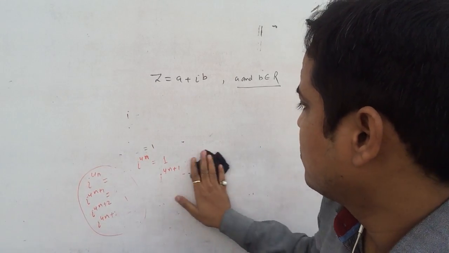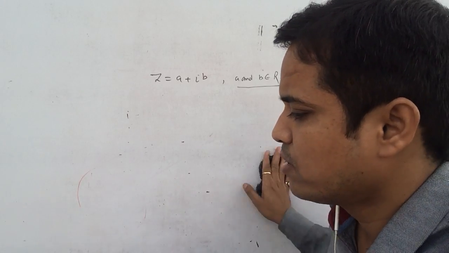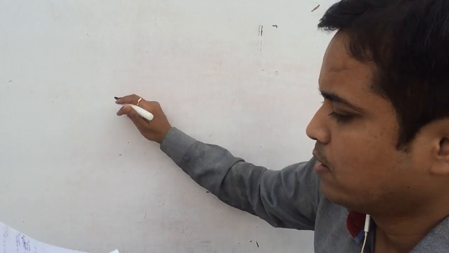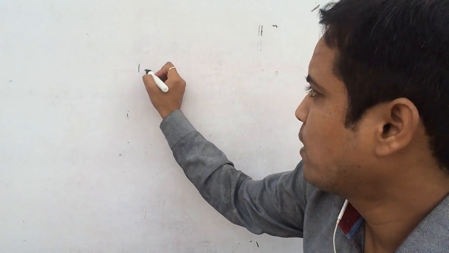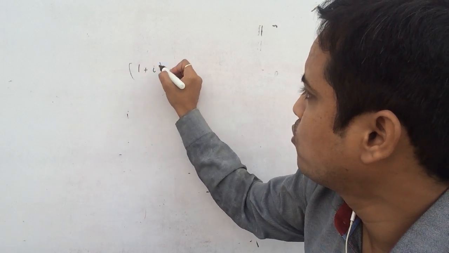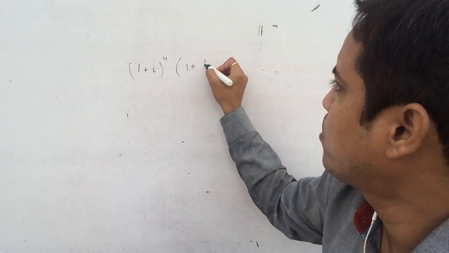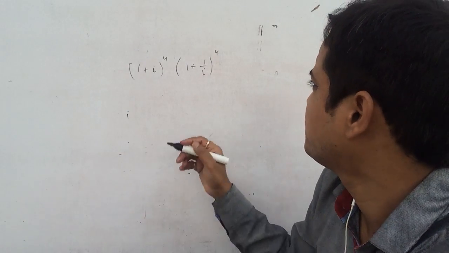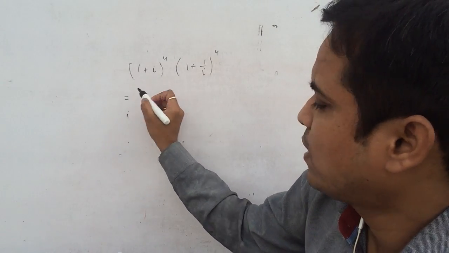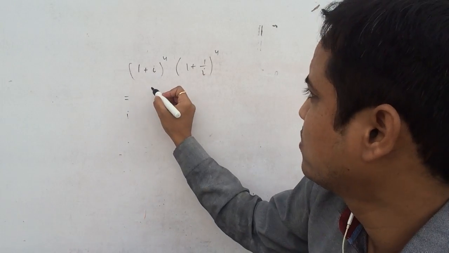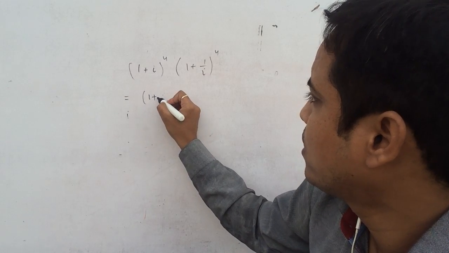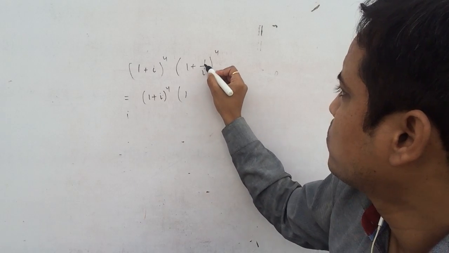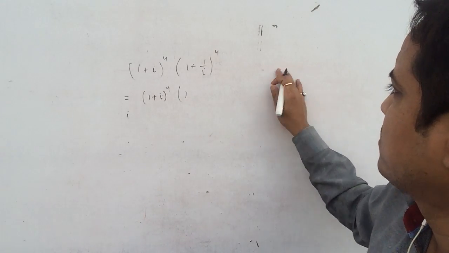Now, imaginary part, real part. Should we do the real question? The question is 1 plus 1 upon iota, raised to power 4. You need to find the answer of this question. So what would you do? You have to do 1 plus iota raised to power 4, and 1 plus 1 by iota is actually minus iota.